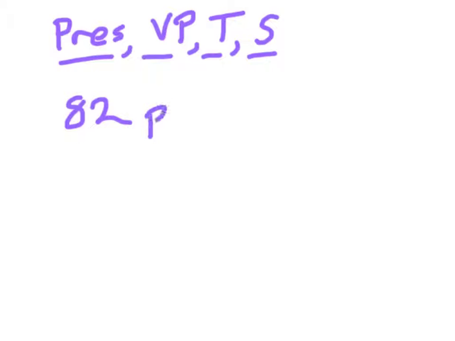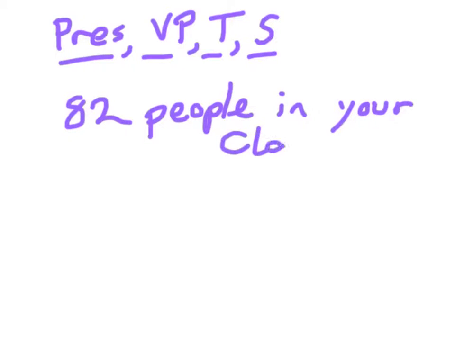And there happen to be 82 people in your class. So you've got 82 people that you're going to try to figure out. Well, someone's got to be the president, the vice president, the treasurer, and the secretary. So this is a good permutations problem. Go ahead and figure it out. Good luck. Have fun. Ask me questions.